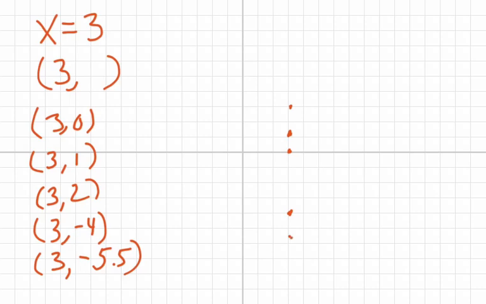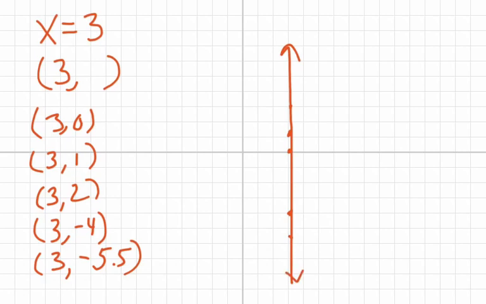And what you can tell after you generate enough of these points is that this particular equation, when you go to represent it on the coordinate plane, is going to be a vertical line through x equals 3.